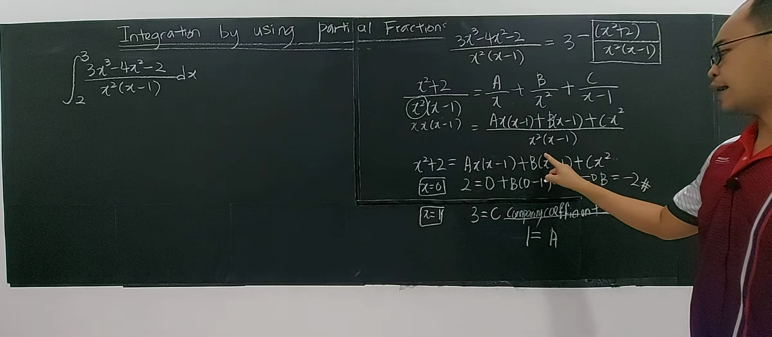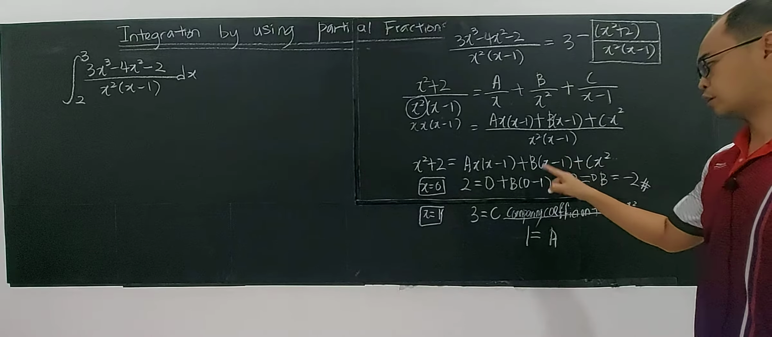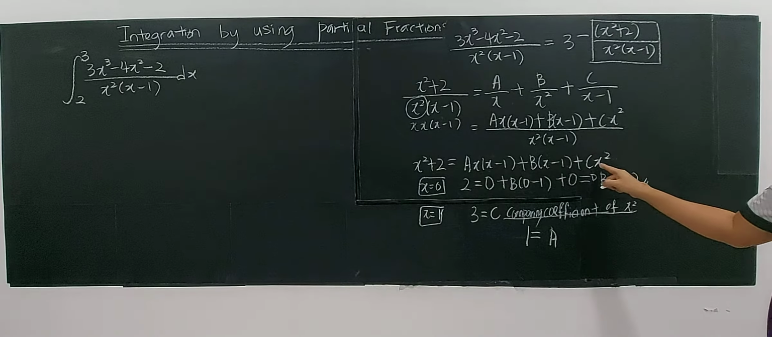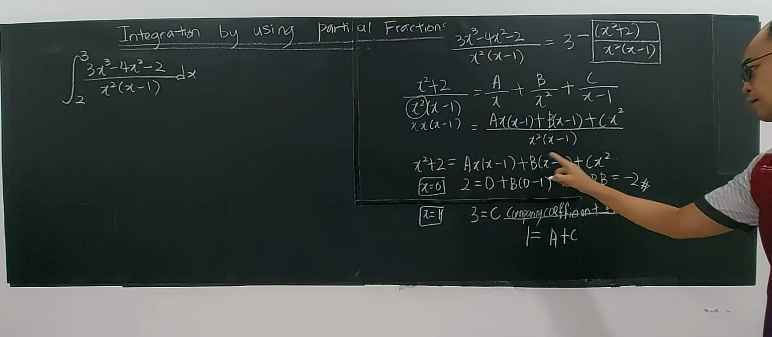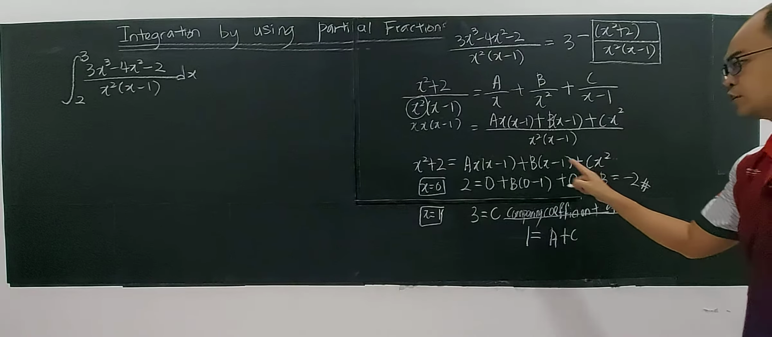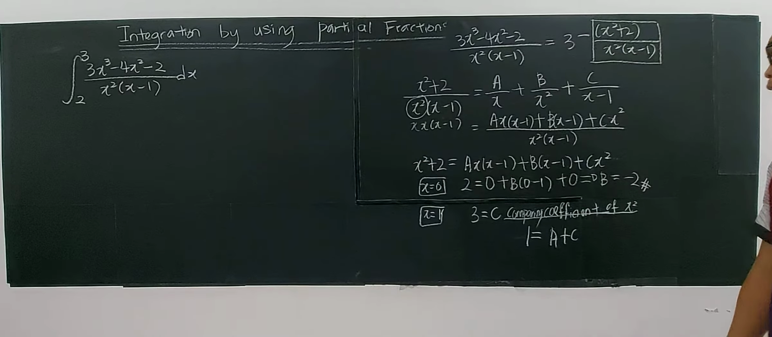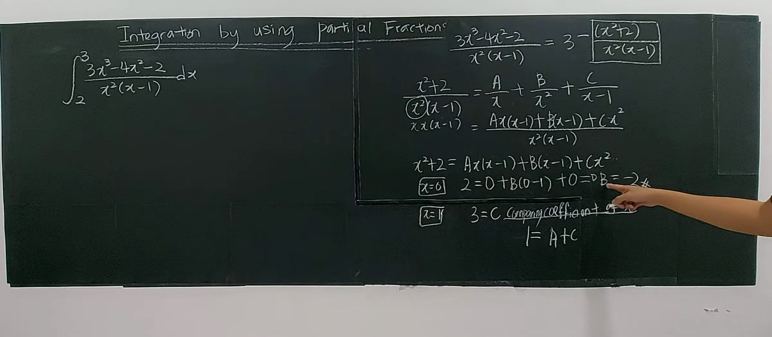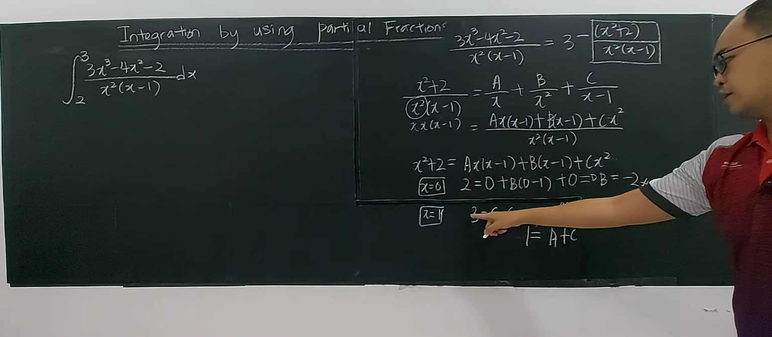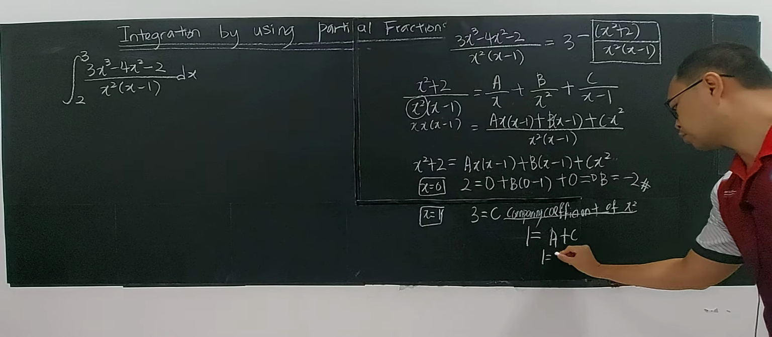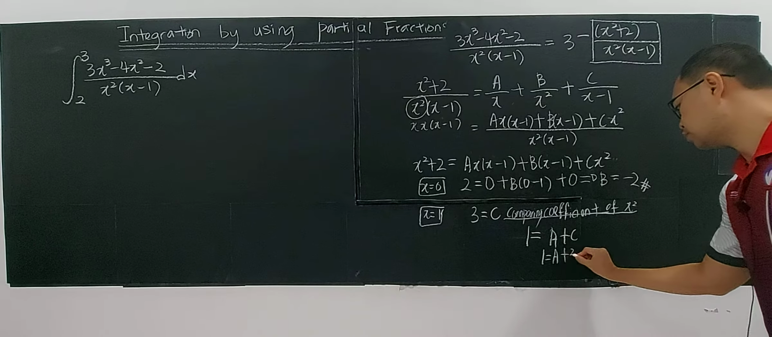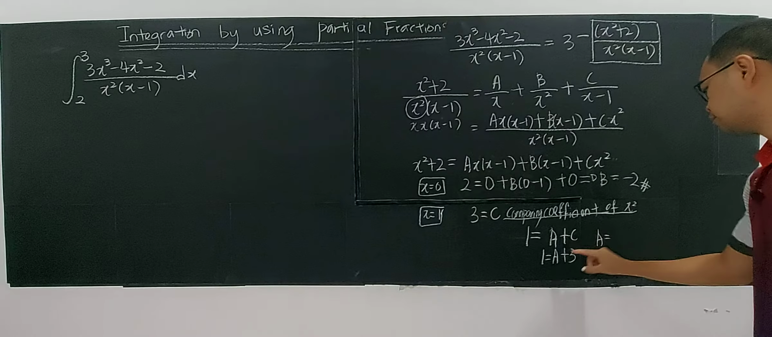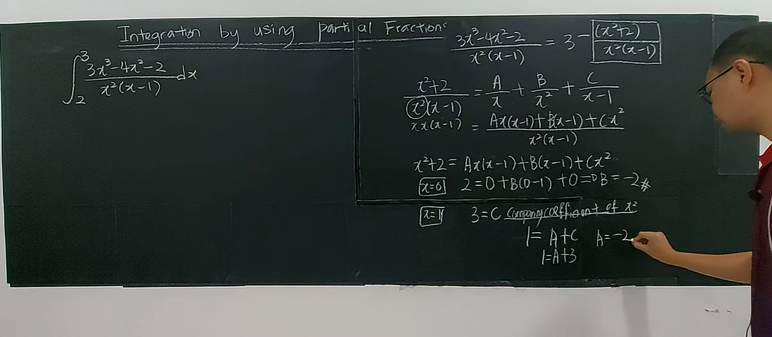For B(x minus 1), there is no x squared here, but there is x squared in the C term, which is C. So the total A plus C has to equal 1. You already have C equals 3, so 1 equals A plus 3. Therefore A will be 1 minus 3, which is negative 2.